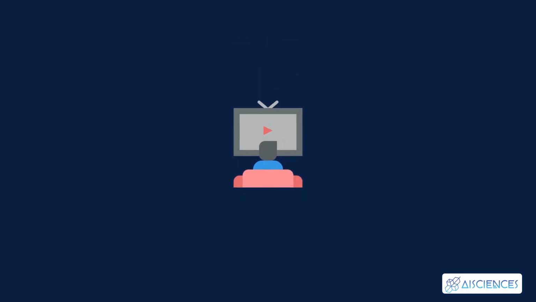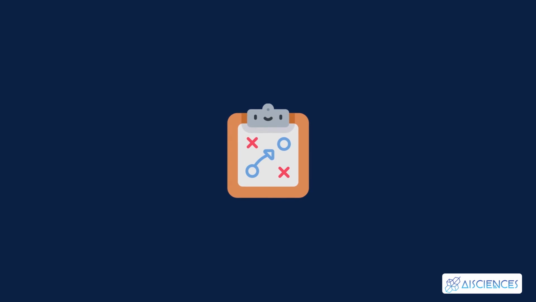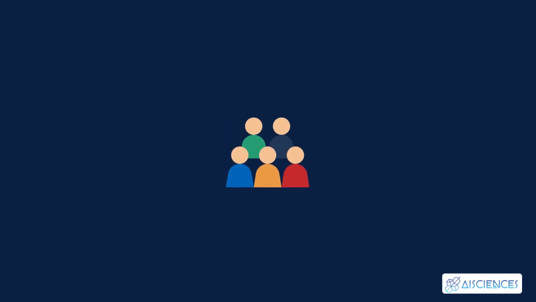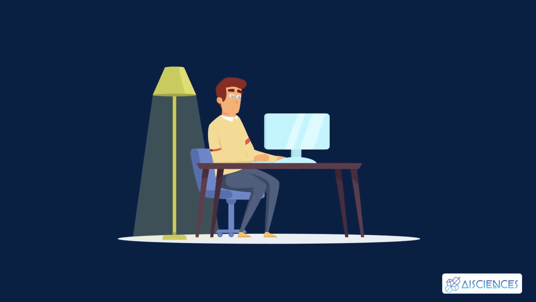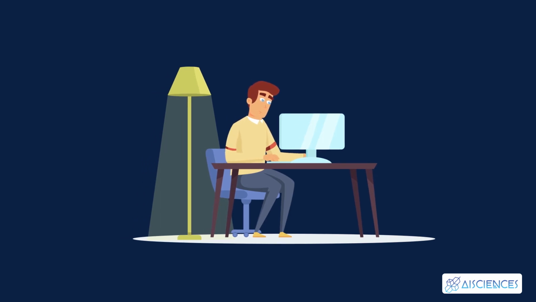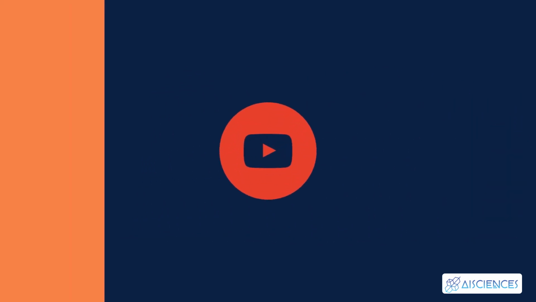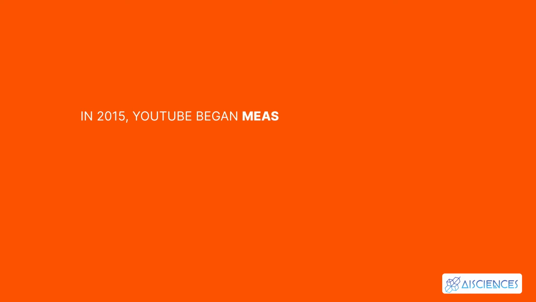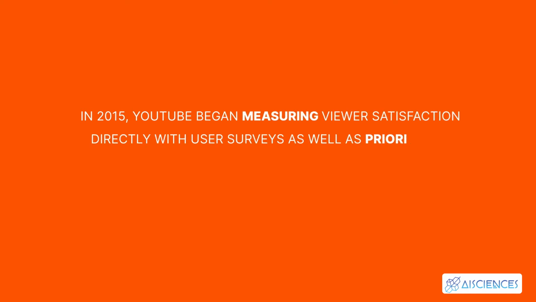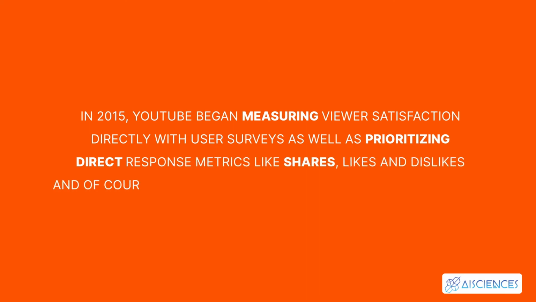YouTube didn't endorse either of these tactics and maintained the party line: make videos your audience wants to watch, and the algorithm will reward you. That said, as anyone who has ever spent any time on the internet knows, time spent is not necessarily equivalent to quality time spent. YouTube changed tack again. In 2015, YouTube began measuring viewer satisfaction directly with user surveys, as well as prioritizing direct response metrics like shares, likes and dislikes, and of course, the especially brutal not interested button.